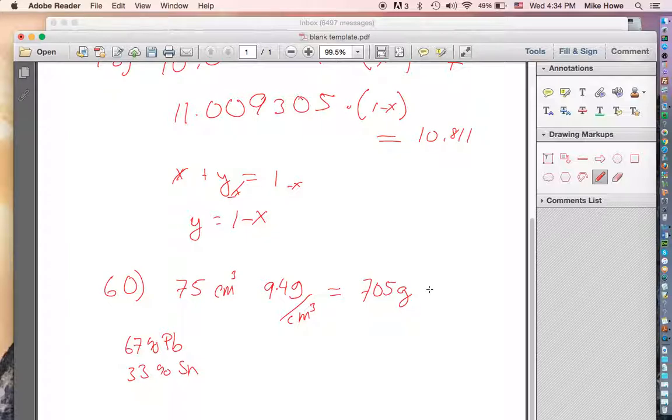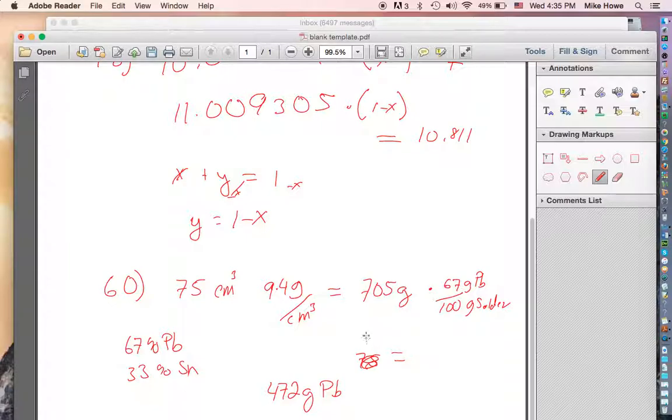But of that 705, you know that 67% of it, or 67 over 100, there's 67 grams of lead for every 100 grams of solder. And that would give you the number of grams of lead. So 705 multiplied by 67% is 472 grams of lead. Okay, that's 472. I'm going to leave that at three significant figures. So that's 472 grams of lead.